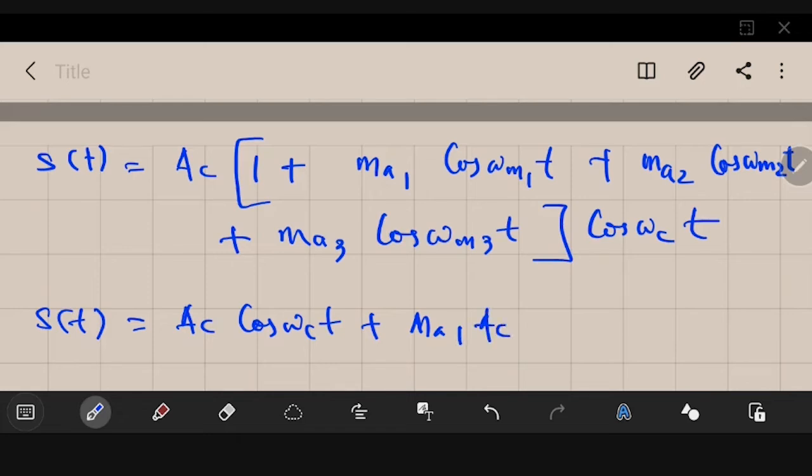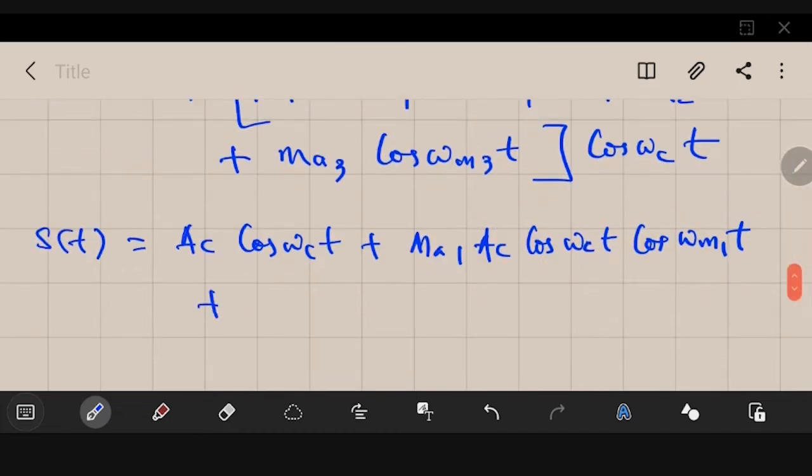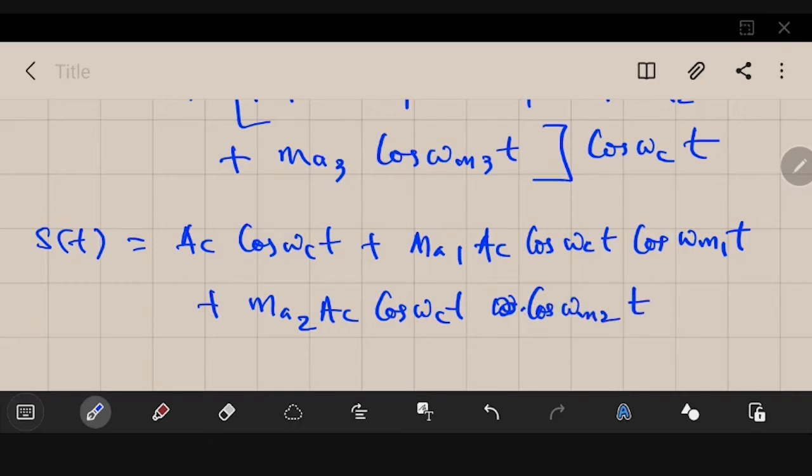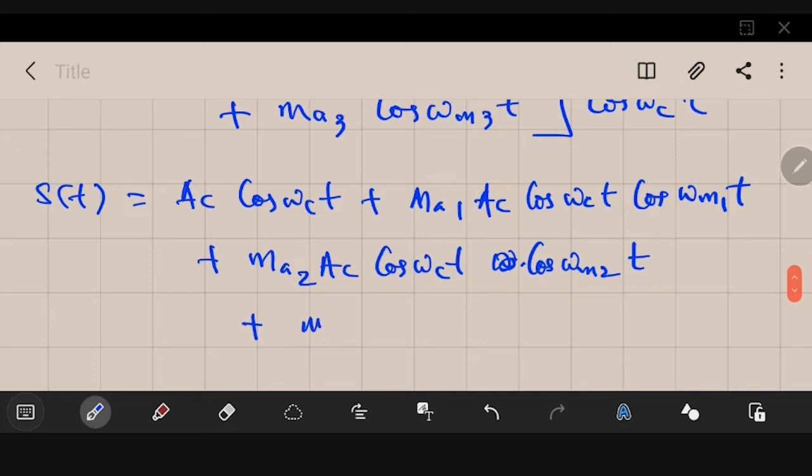MA1 AC, because AC I have allowed inside, and cos omega CT also. So cos omega CT cos omega M1T. Got it? Then that plus MA2 AC cos omega CT cos omega M2T. Now that plus MA3 AC cos omega CT cos omega M3T. So this is basically the expression.